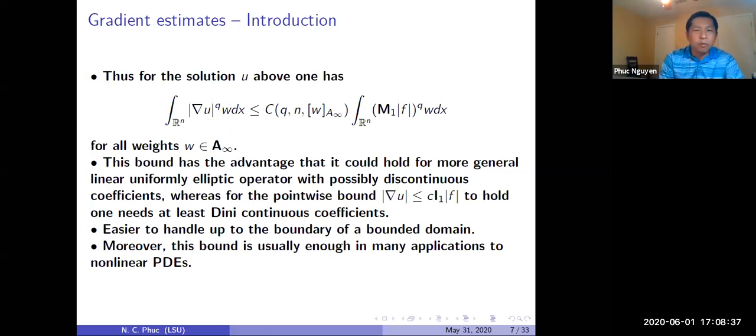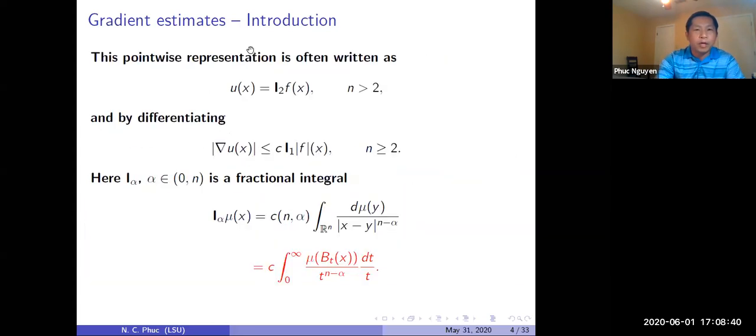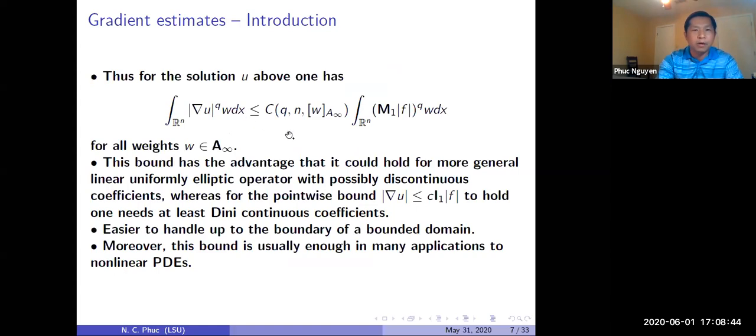Of course this follows from the pointwise bound here, but why do I care about this integral bound? The reason is that this bound has the advantage that it could hold for more general linear uniformly elliptic operators with discontinuous coefficients, whereas for the pointwise bound to hold, one needs at least, say, continuous coefficients. Another reason is that for this bound, it is easier to handle up to the boundary of a bounded domain. And finally, in many applications, at least in my application, this bound is enough for our purpose, for certain nonlinear PDE that I will tell you about later.